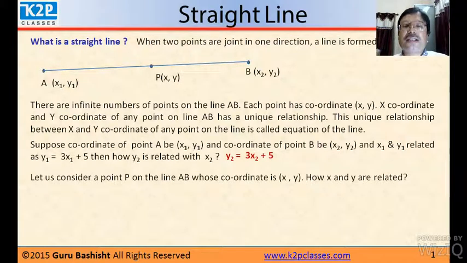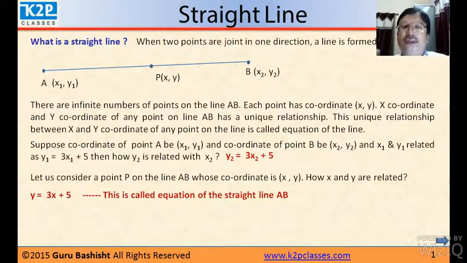Let us consider a point P on the line AB whose coordinate is x, y. How are x and y related? y equal to 3x plus 5. Why? Because y1 and x1 are related with this equation. Similarly, any point x, y on the line will be related in the same manner. So y equal to 3x plus 5 means y coordinate equal to 3 times x coordinate plus 5, and this is called the equation of the straight line.